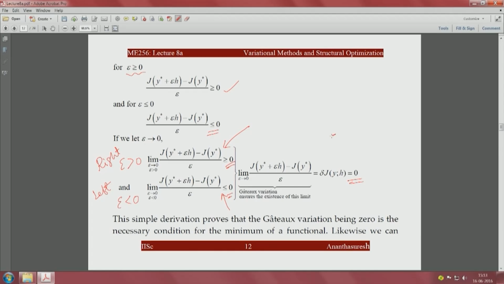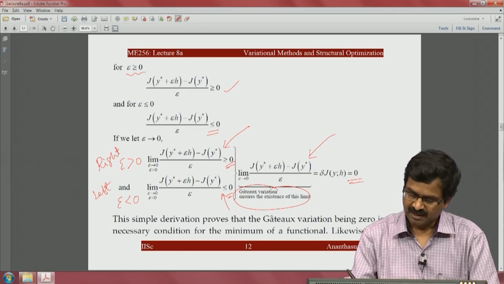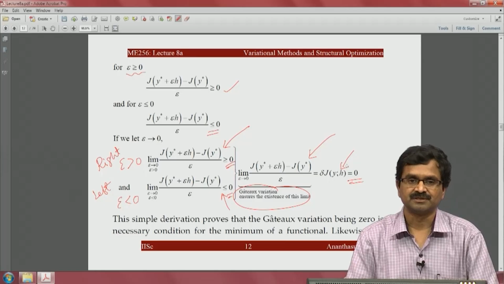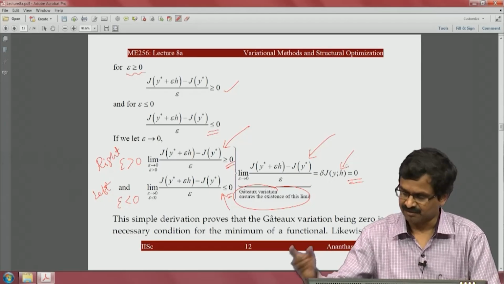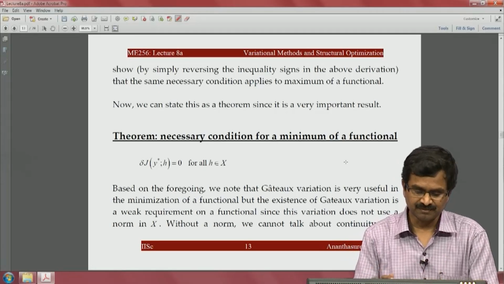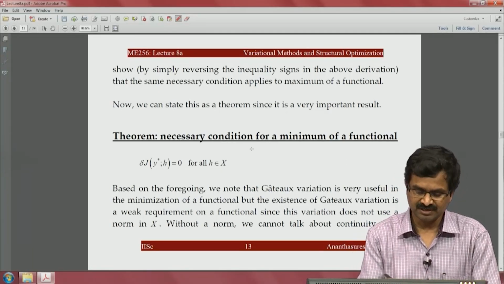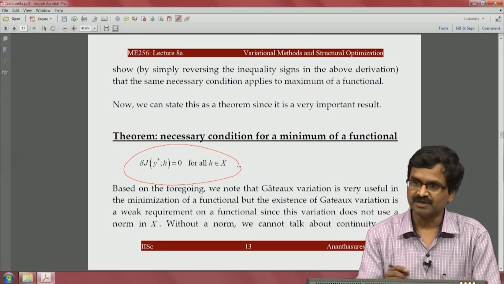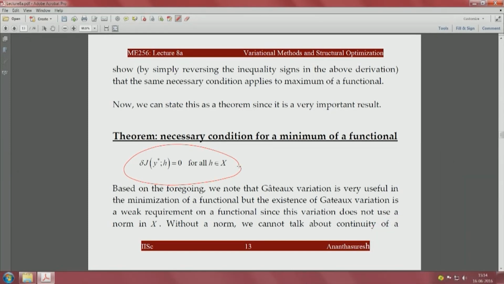That is nothing but our Gateaux variation, that definition of Gateaux variation, which is to say that the first order term is equal to 0, because derivative being equal to 0 is the first order term for normal functions. For functionals, Gateaux variation is equal to 0. That is how we establish our necessary condition. You see that we still have that arbitrary h that we will get rid of later on, in the next lecture. So, if you want to state it as a theorem, the necessary condition for a minimum of a functional is this, that is, Gateaux variation is equal to 0.